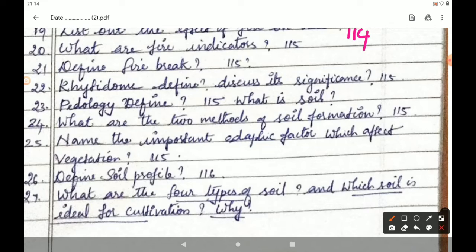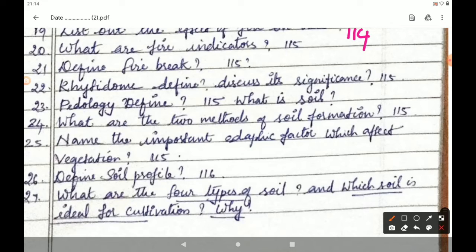Next question is, define fire break. It is a gap made in the vegetation that acts as a barrier to slow down or stop the progress of fire. A gap made in the vegetation that acts as a barrier to slow down or stop the progress of fire is called fire break.